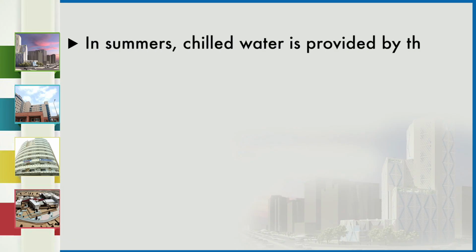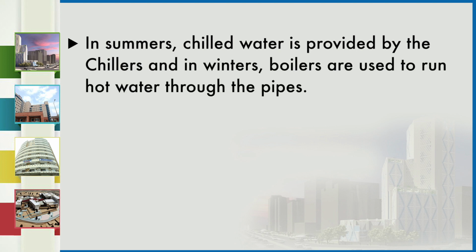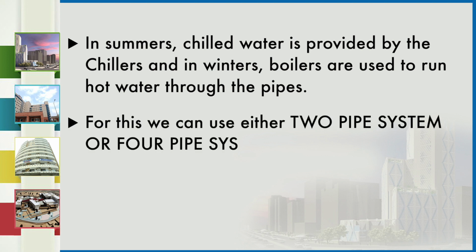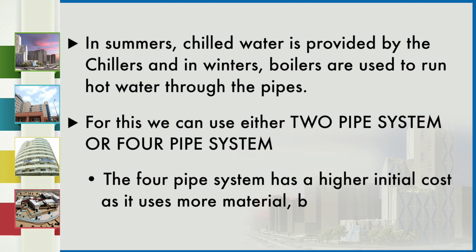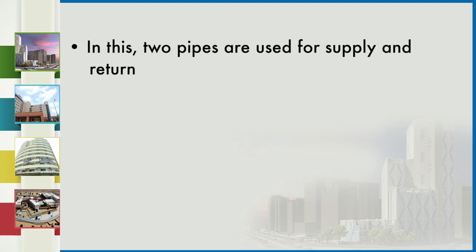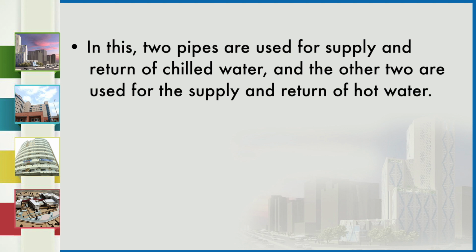In summers, chilled water is provided by the chillers, and in winters, boilers are used to run hot water through the pipes. For this, we can use either a 2-pipe system or a 4-pipe system. The 4-pipe system has a higher initial cost as it uses more material but achieves better results. In this, 2 pipes are used for supply and return of chilled water, and the other 2 are used for the supply and return of hot water.